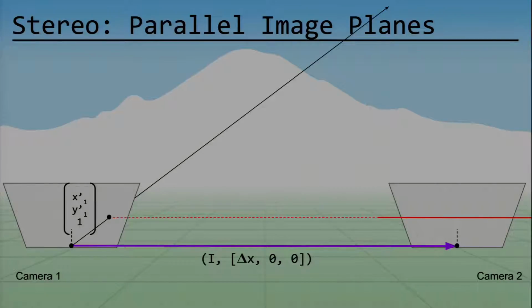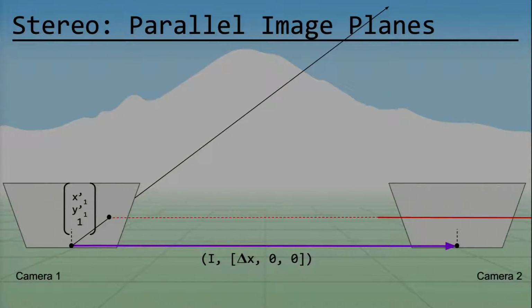So when we have parallel image planes, it is super easy to compute where this epipolar line is. We just take the point where we start from here and say the horizontal line at the same y value in the other image is our epipolar line. That's it. We don't have to do any cross products, any matrix multiplications, nothing. That's all we have to do to compute that line.